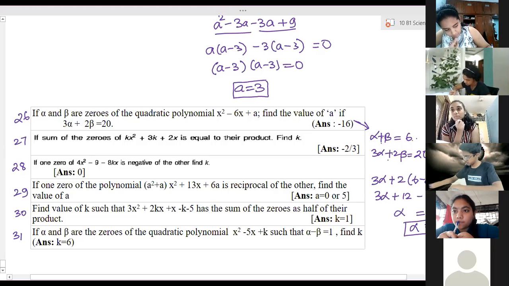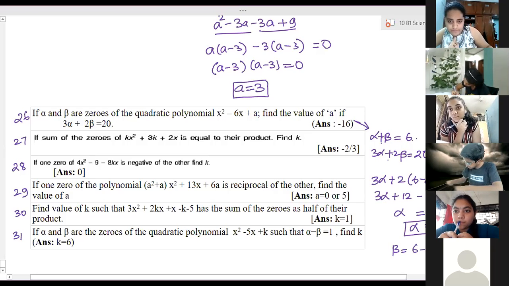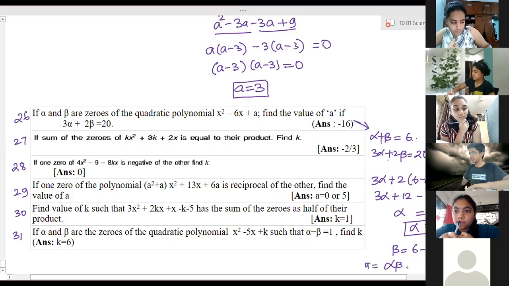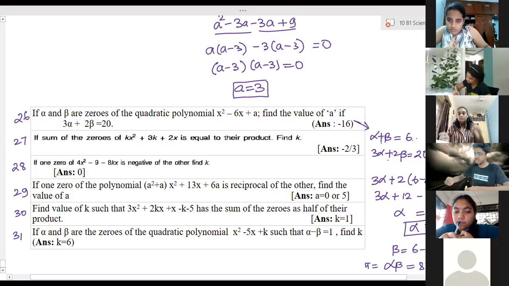Now what is beta? Beta is equal to 6 minus alpha. That is 6 minus 8, which is minus 2. We got alpha and beta, so A is equal to alpha into beta. That is equal to 8 into minus 2, that is minus 16.